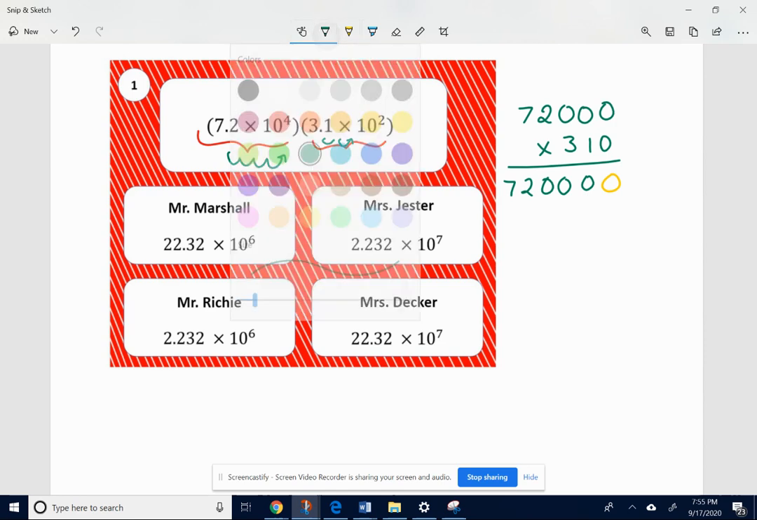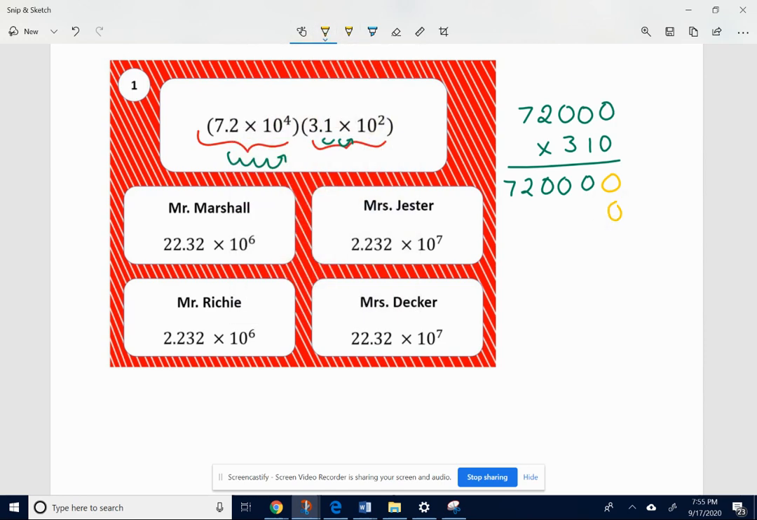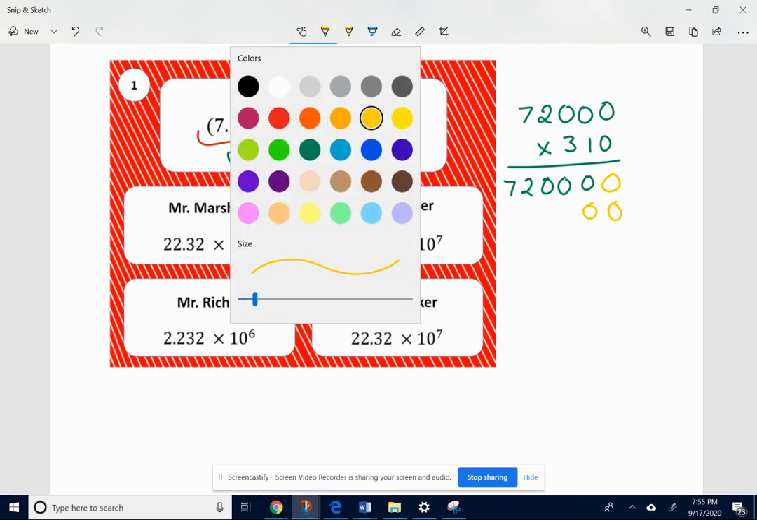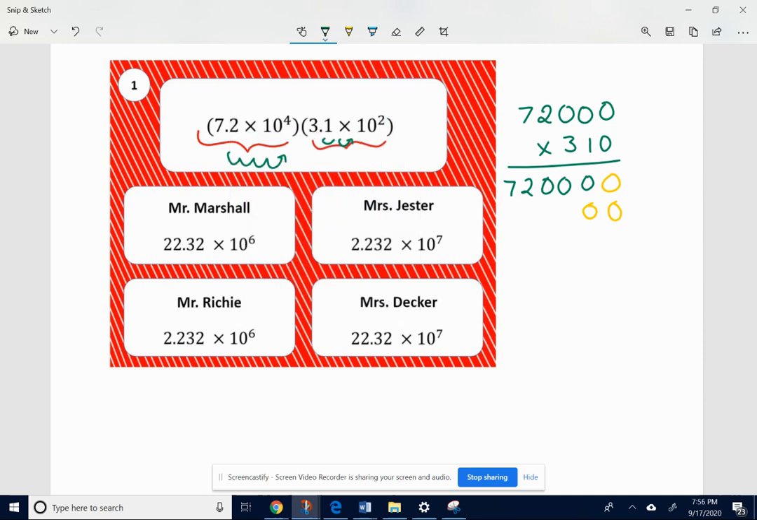Okay, so now I need to start multiplying by 3, shifting 2 places over first. So I have 3 times 0, 3 times 0, 3 times 0. So that's 3 zeros. Then I have 3 times 2 is 6. 3 times 7 is 21. Hope you can see that.